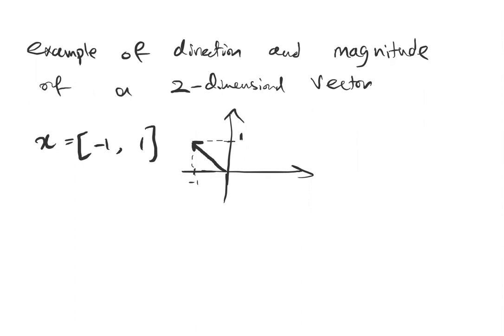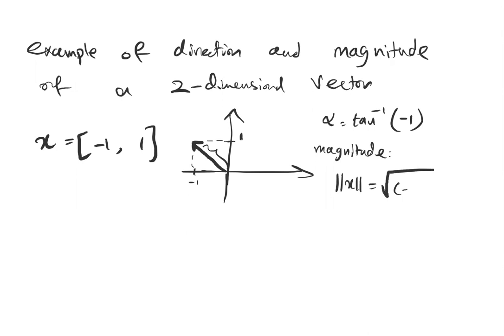So the angle alpha is going to be tangent inverse of -1, and the magnitude of the vector is going to be norm of x, which is equal to the square root of (-1)² plus 1², which is square root of 2.